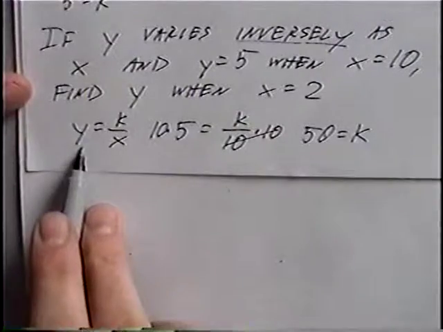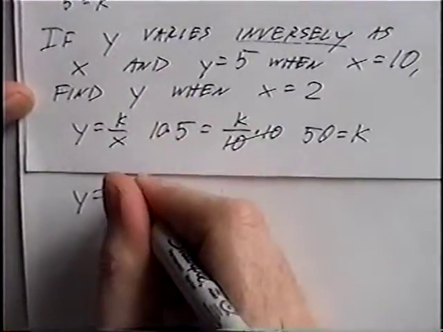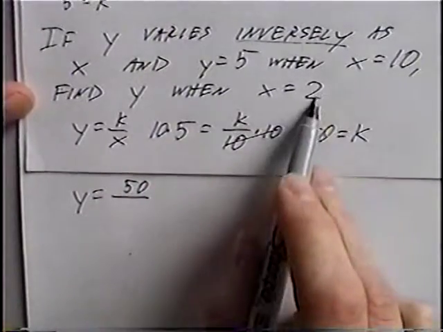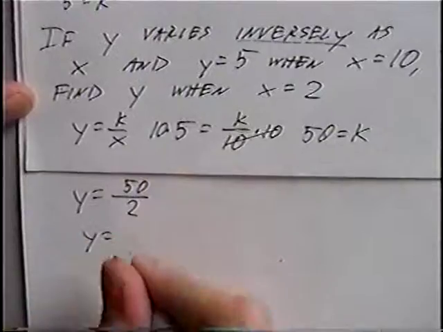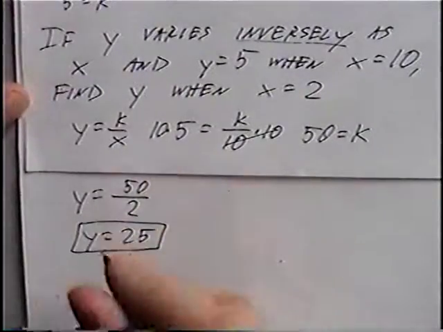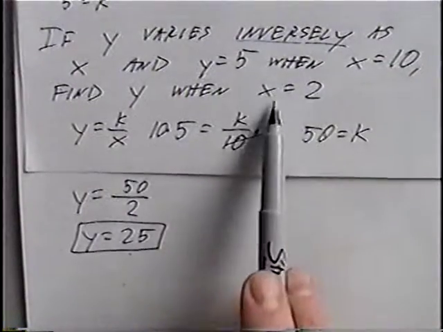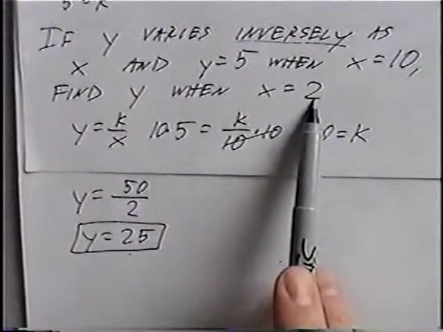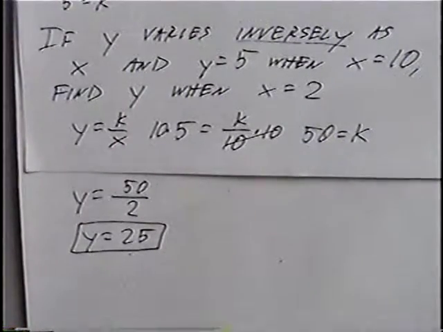So going back to the original equation, y equals k divided by x, k we know is 50, x is 2, dividing out, y equals 25. So again, y equals 5 when x equals 10, but if it varies inversely and x changes to 2, y will change to 25.